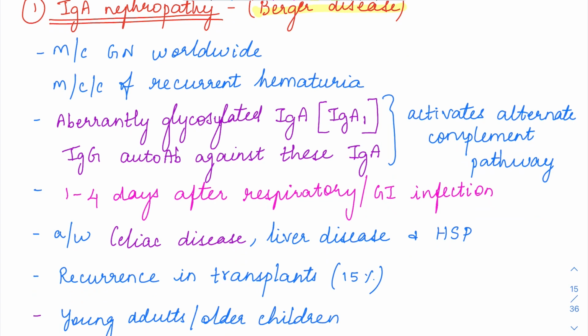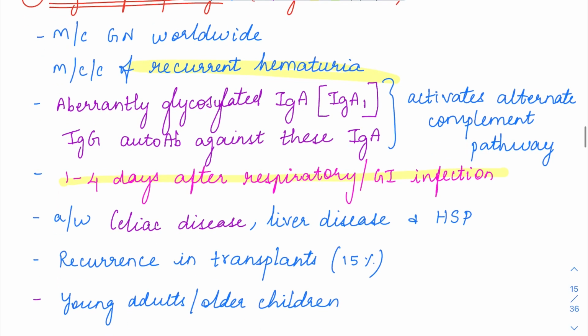And this is the most common glomerulonephritis as such. If you don't classify it into nephrotic or nephritic syndrome, it is the most common one. It is also the most common cause of recurrent hematuria. The patient will have a history of recurrent hematuria post some infection, 1 to 4 days after a respiratory or a GI infection. And here there is going to be some aberrance of the alternate complement pathway.